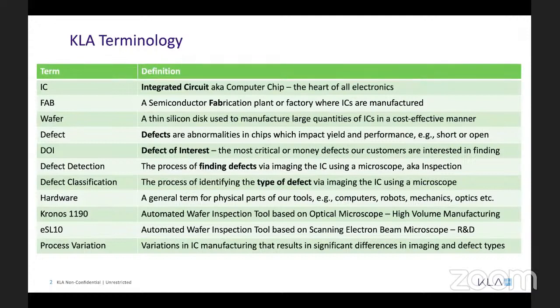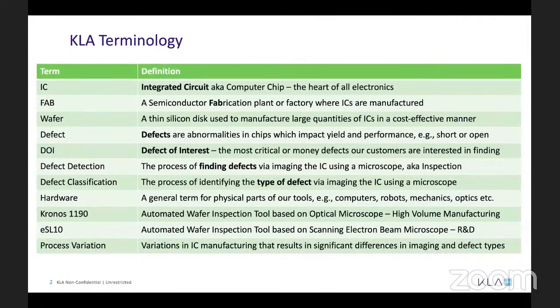Hardware is just a general term we use to differentiate from software. Our tools are a combination of different hardware and software. So computers, robots, mechanics, optics, and the sensors are all hardware.